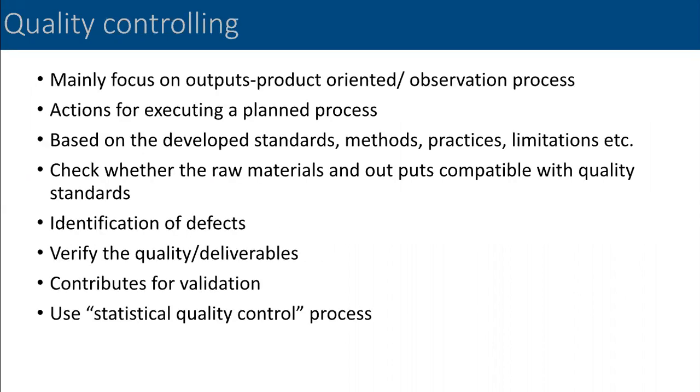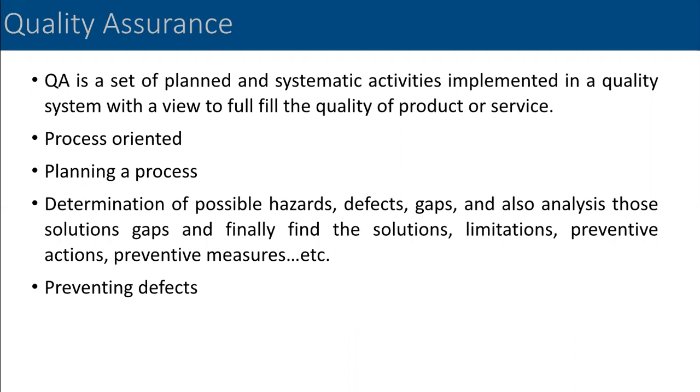But when it comes to quality control, it is based on the product, not only the entire process, right? QA is a set of planned and systematic activities implemented in a quality system with a view to fulfill the quality of the product or a service. And in this one, this is a planning process.